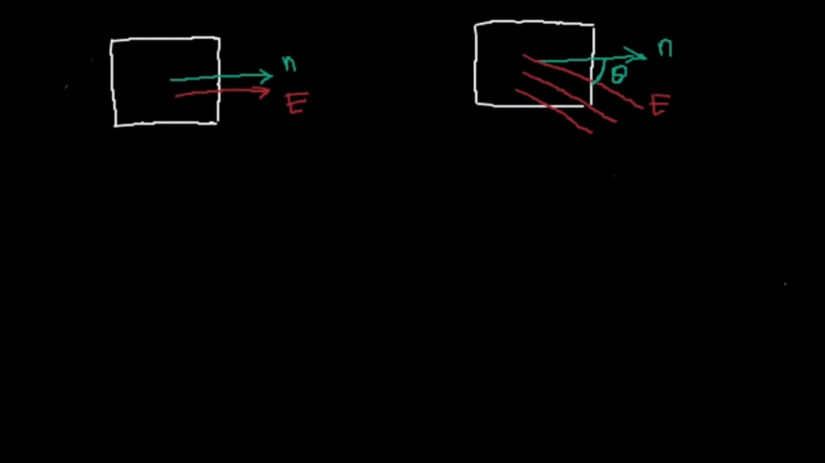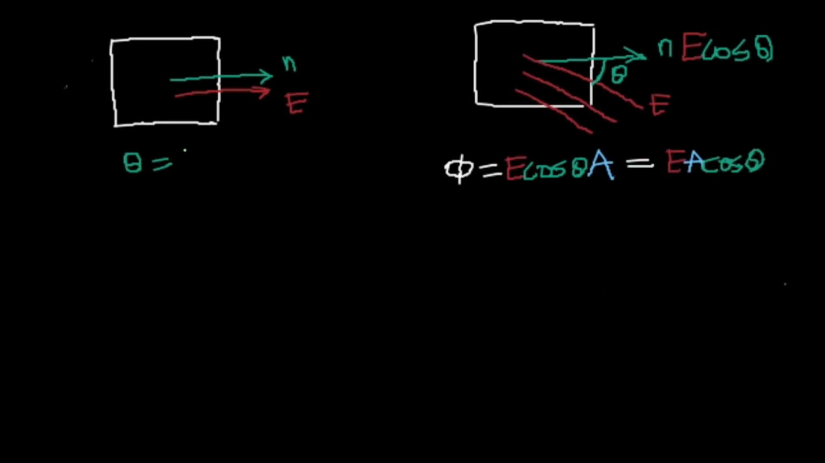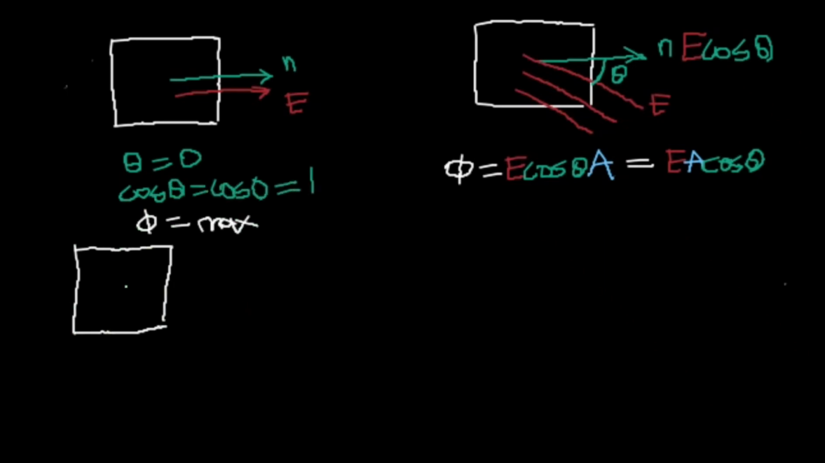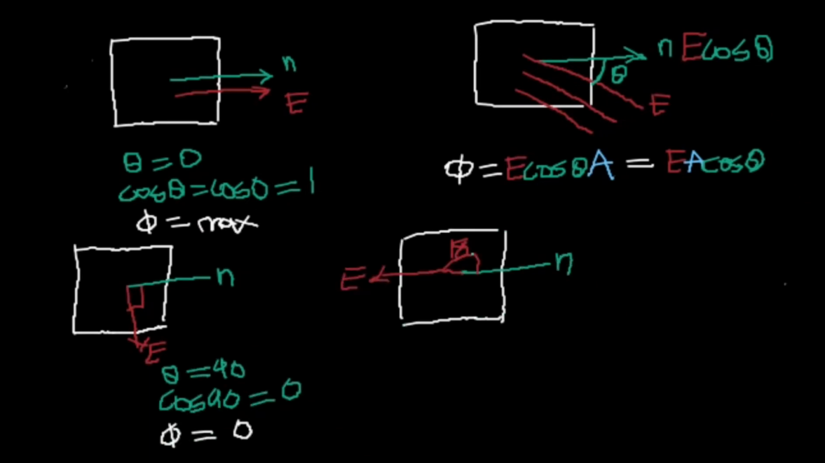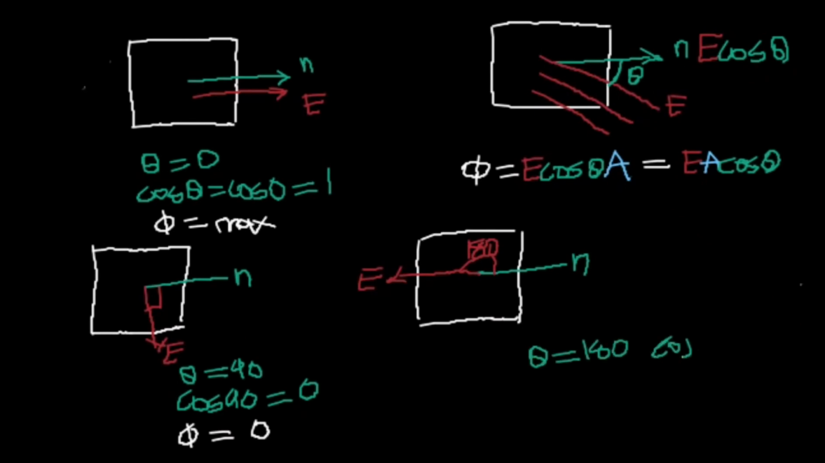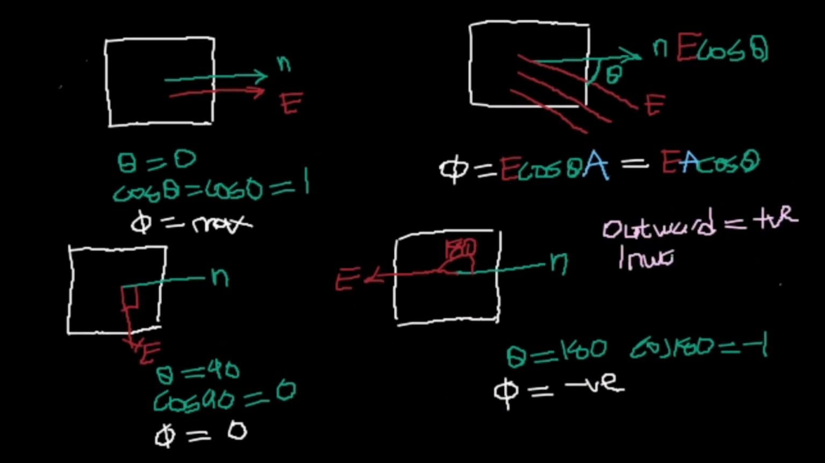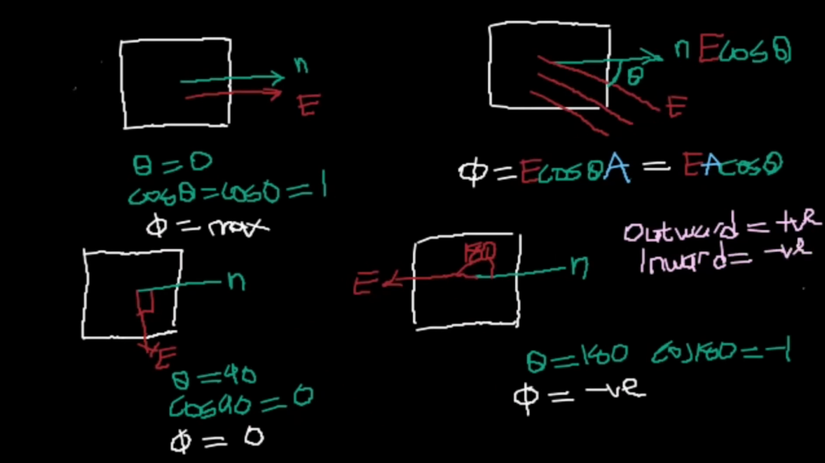So if this is E, using SOHCAHTOA, here would be E cos theta. The flux would be E cos theta times A, where theta is the angle between the field and the normal of the surface. If theta is 0, cos 0 is equal to 1 and flux would be maximum. If theta is equal to 90, cos 90 is equal to 0, there will be no flux. If theta is equal to 180, cos 180 is minus 1, the field would be in the opposite direction. It would point inward. This is why inward flux from negative charges is negative and outward positive.